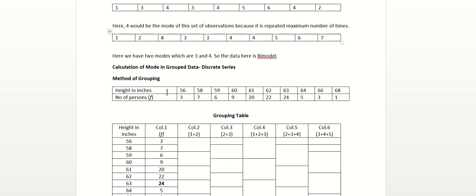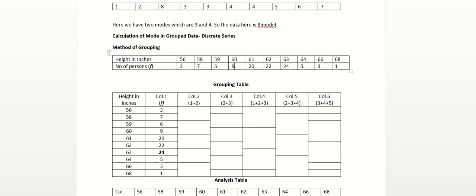So here we have our question in discrete series. This is the height of persons in inches, and these are the number of persons. For example, 56-inch height is of 3 people, 58-inch height is of 7 people, 59-inch height is of 6 people, 60 inches of height is of 9 people, and so on. Here it is very difficult to find the maximum number of observations just by looking at the data. So we cannot do it as simply as we did in case of individual series. Here we have to use a different way, which we call the grouping table. So here we use the grouping table method.